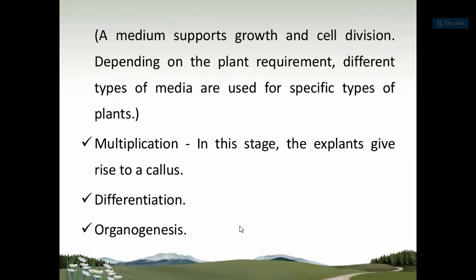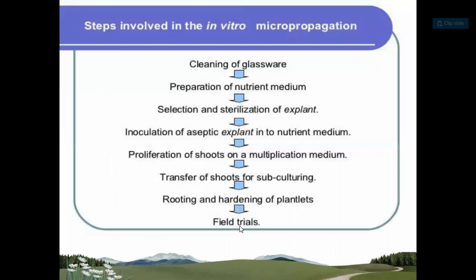This we already discussed. So multiplication. What do you mean by multiplication? In this stage, the explant gives rise to a callus, right? In callus culture also we have to prepare the callus solution. Here I need not go deep into plant tissue culture. You just need to know the method name, and what the method is. Differentiation and organogenesis, these two terminologies you are supposed to write.